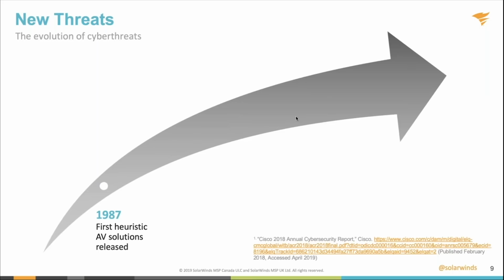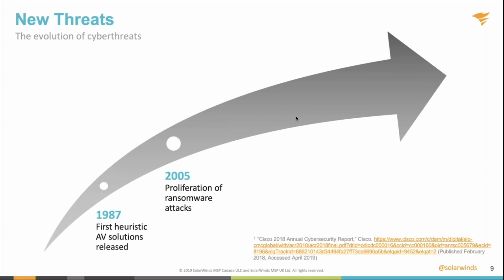So when it comes to new threats, let's talk about the history for a little bit. Way back in 1987, we started seeing the first AV solutions come out. Of course, these AV solutions were based on signatures. A file came in, it looked like a certain hash, it matched a heuristic, and that's how we knew that it was a virus and we could kill it and quarantine it.